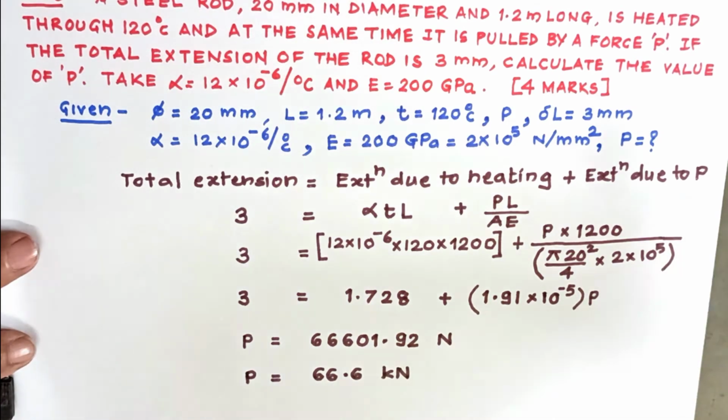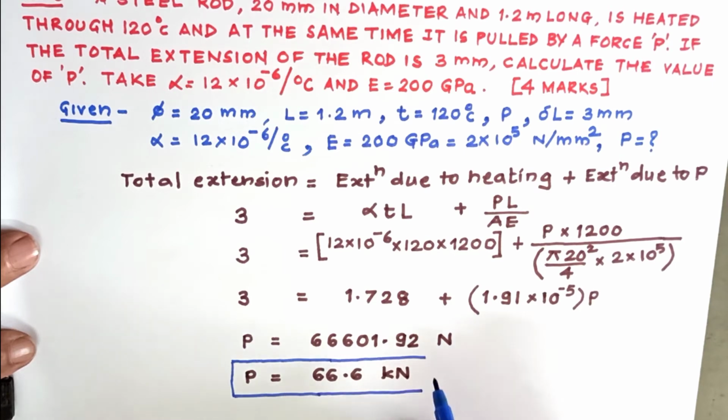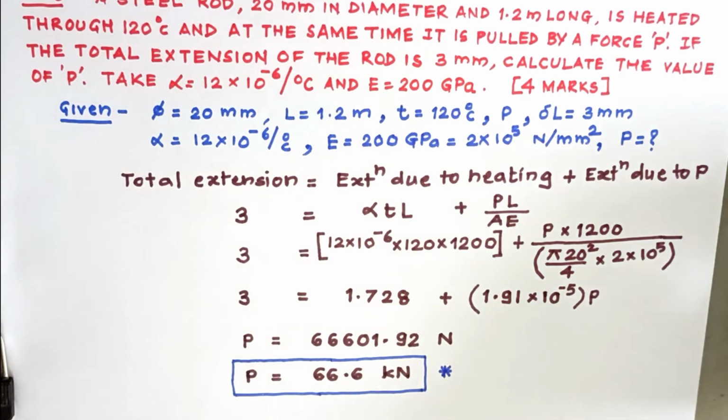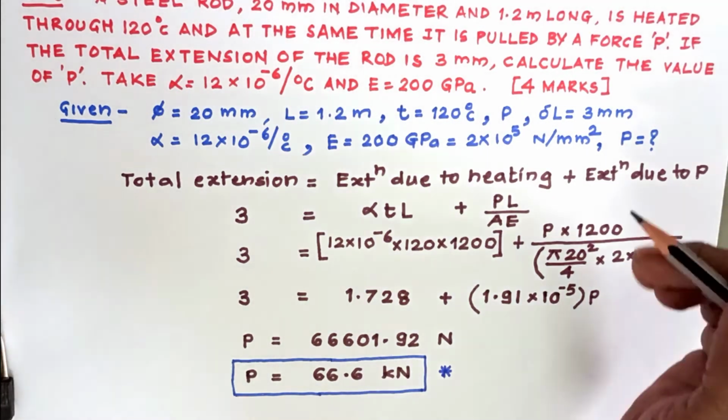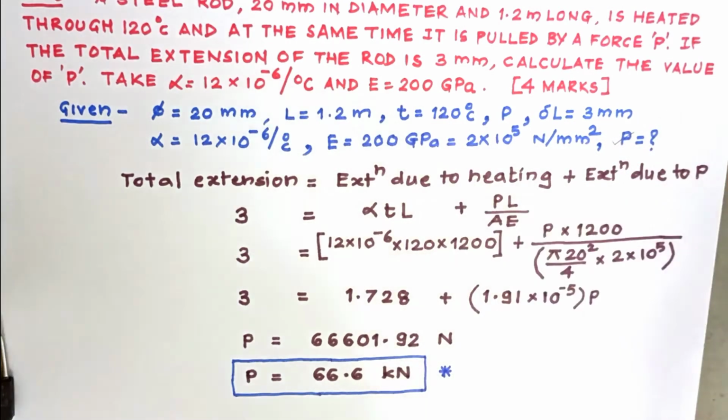So this is the answer of this question. So if you apply the pull of 66.6 kilonewton, at the same time if you heat the bar through 120 degrees Celsius, the total extension you will get is 3 mm. Okay, therefore we have calculated the value of P. Let us go for the next problem.